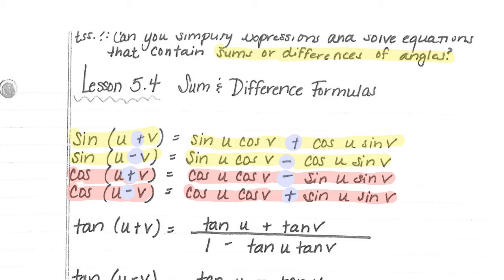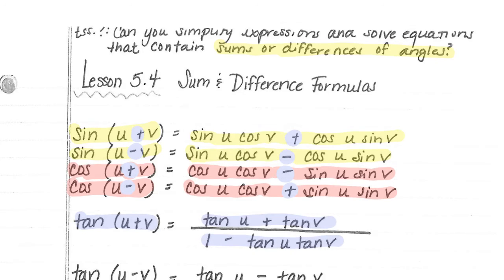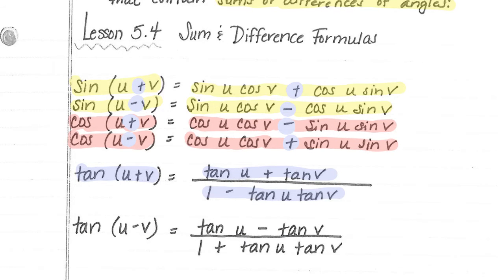The tans are a little different. Tan of u plus v is tan of u plus tan of v over 1 minus tan of u times tan of v. And the tan of u minus v is tan of u minus tan of v over 1 plus tan of u tan of v. Now the first thing you're thinking is, can I use notes on the test or quiz?